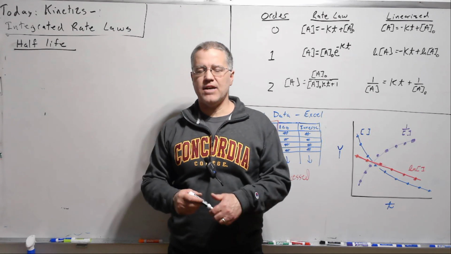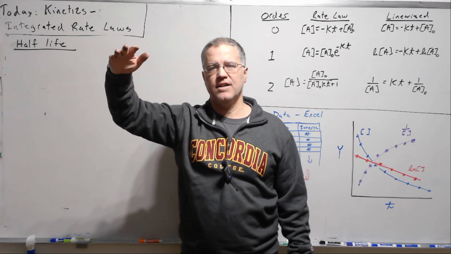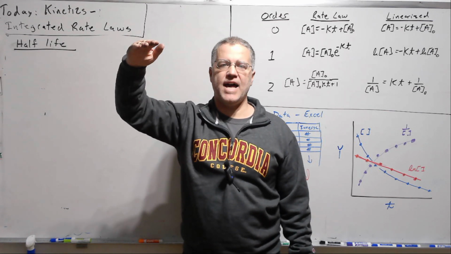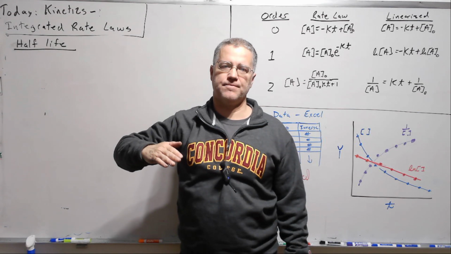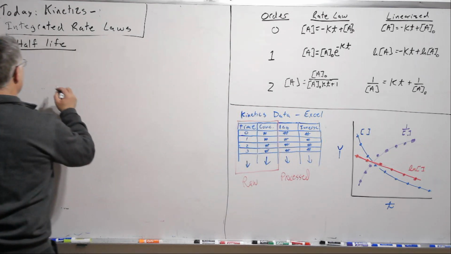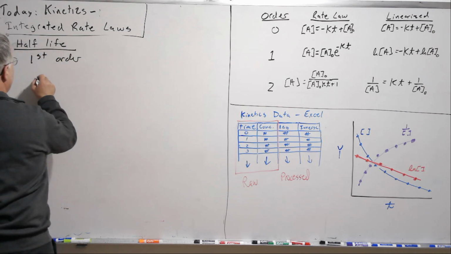So instead, a better characterization is to ask, how long does it take for the reactant to be at half of what it started with? And that's called the half-life. So let's do the first order reaction first. So we use our integrated rate law.